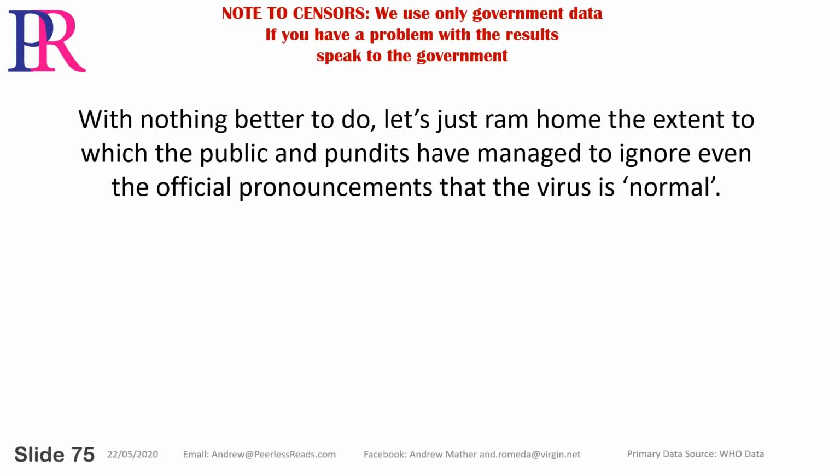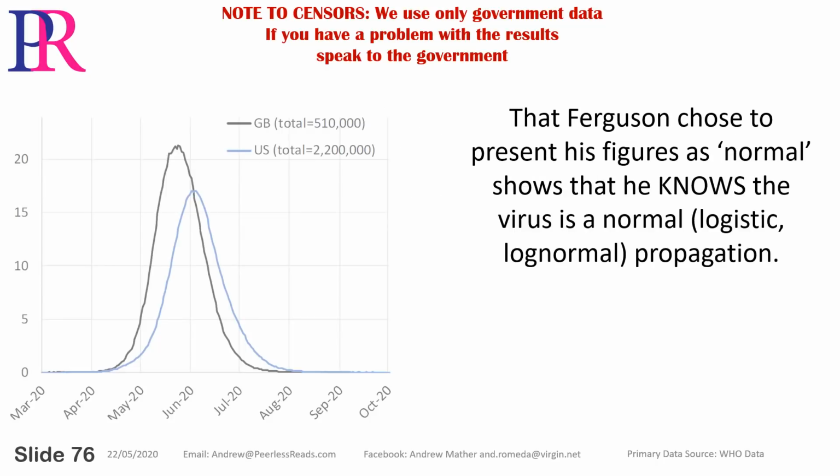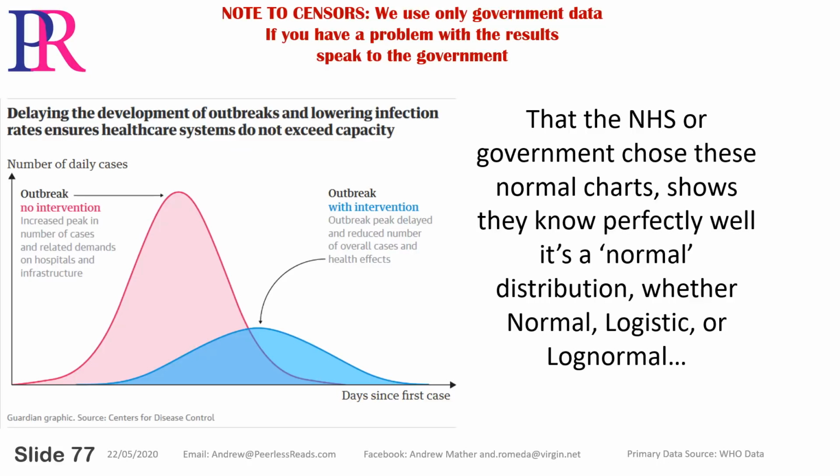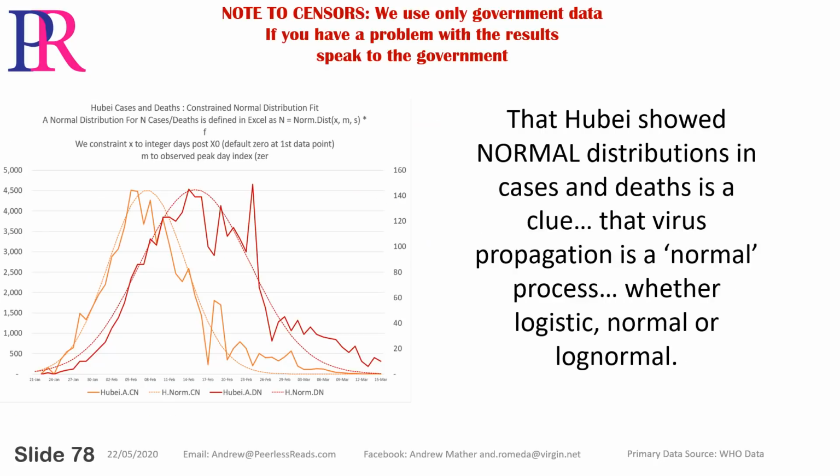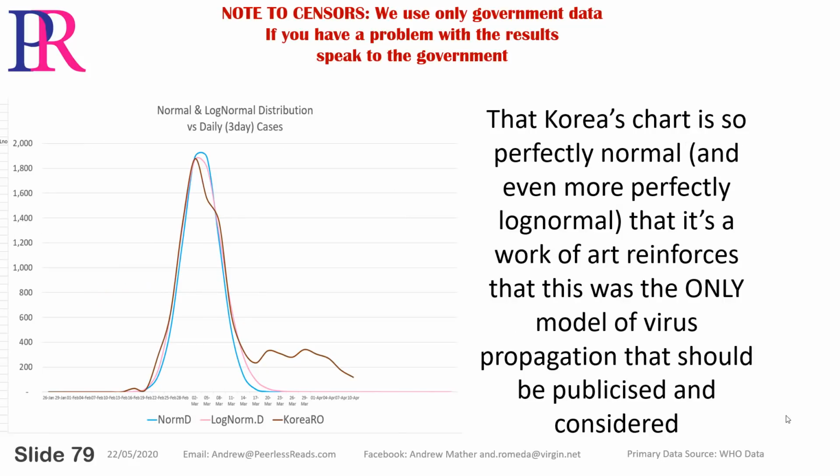With nothing better to do, let's just ram home the extent to which the public and pundits have managed to ignore even the official pronouncements that the virus is normal. That Ferguson chose to present his figures as normal shows that he knows the virus is a normal, logistic, log-normal propagation. That the NHS or government chose these normal charts shows they know perfectly well it's a normal distribution, whether normal, logistic or log-normal. That Hubei showed normal distributions in cases and deaths is a clue that virus propagation is a normal process, whether logistic normal or log-normal. That Korea's chart is so perfectly normal and even more perfectly log-normal that it's a work of art reinforces that this was the only model of virus propagation that should be publicized and considered.